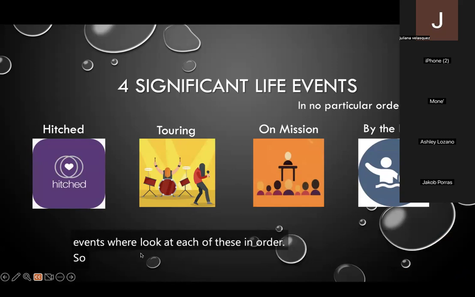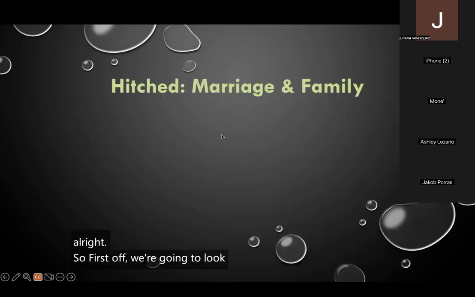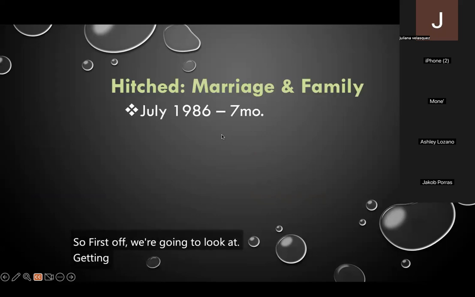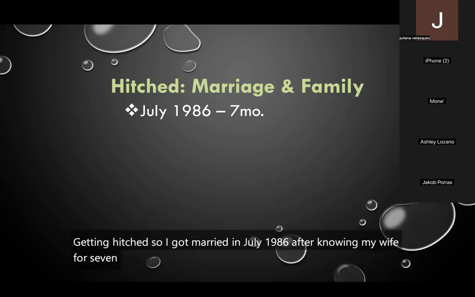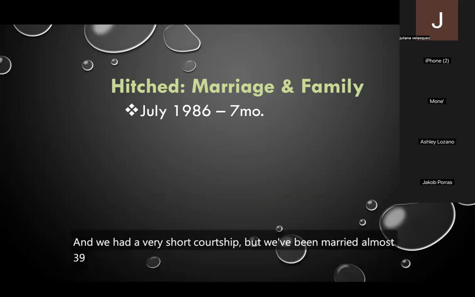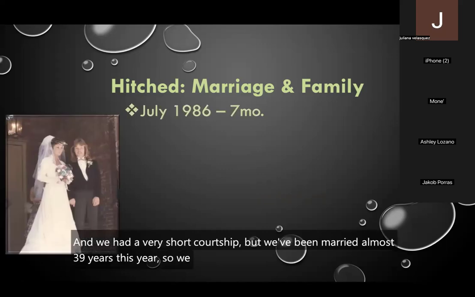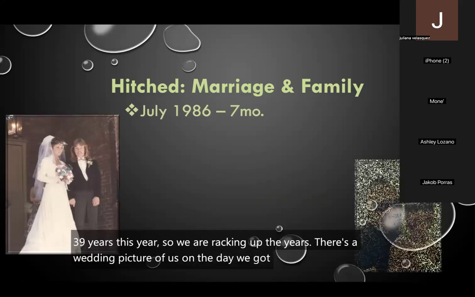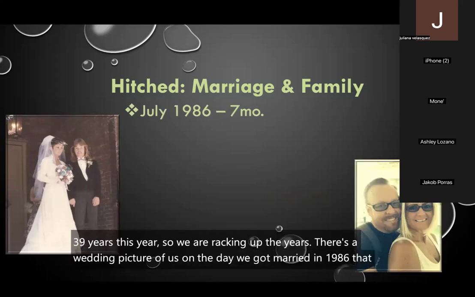So here I'm trying to move you guys out of the way so I can see it. All right. So first off, we're going to look at getting hitched. So I got married in July 1986 after knowing my wife for 7 months. And we had a very short courtship, but we've been married almost 39 years this year. So we are racking up the years. There's a wedding picture of us on the day we got married in 1986. That was us about 10 years ago.